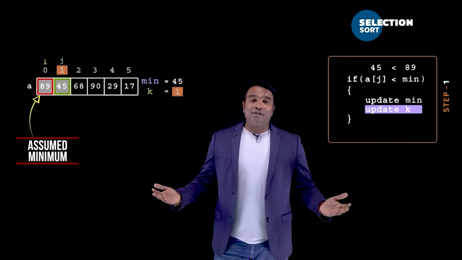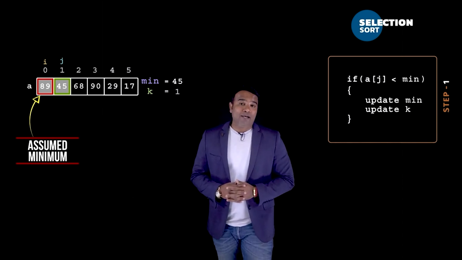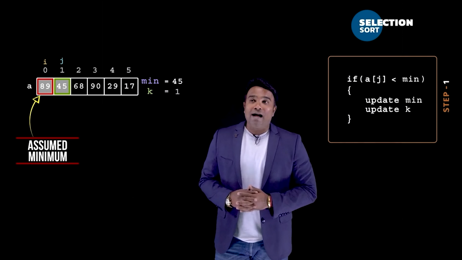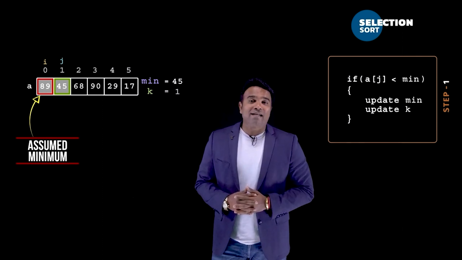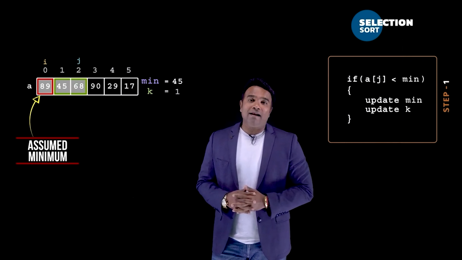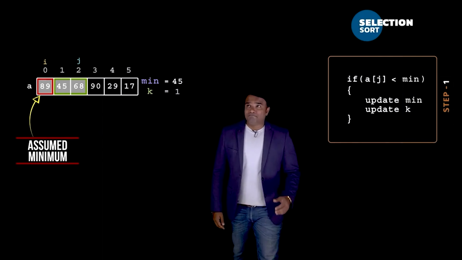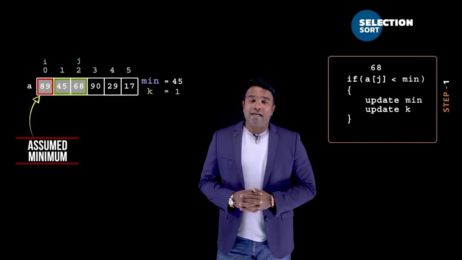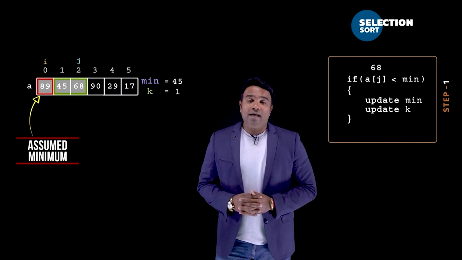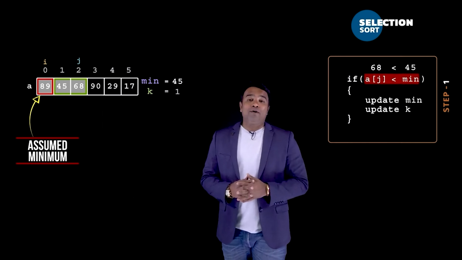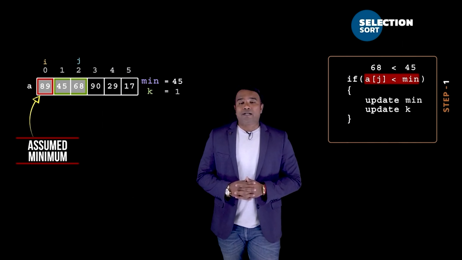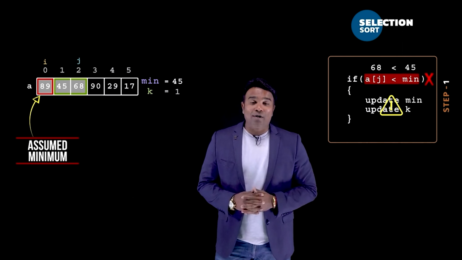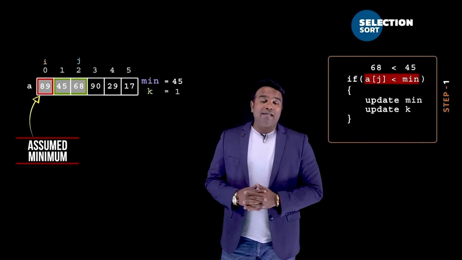But then who knows whether really that happens to be the real minimum. I would be able to get to know who the real minimum is if and only if I scan the entire array, which means that next I will have to increment j and repeat the same process. This time the value of j is 2 and a of j happens to be 68. And if you'll ask me, is a of j lesser than the minimum? No. You can notice that 68 is not lesser than 45, so the condition is not satisfied, which means I need not execute the body, but then my scanning of the array is still not completed.